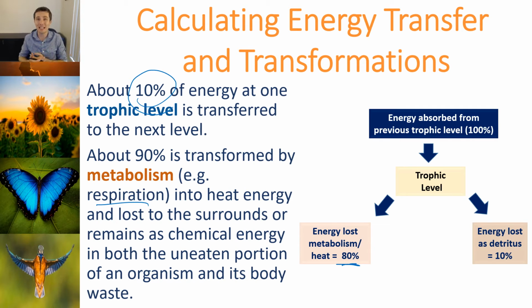About 10% of that is going to be lost as detritus, okay, so that organic waste material. So you've got different waste such as urine, but mostly feces, and the energy that's available to therefore be passed on for the next level to consume, the next trophic level, is about 10%. So you can see that we've got about 10% that's going to be passed on throughout the trophic levels.